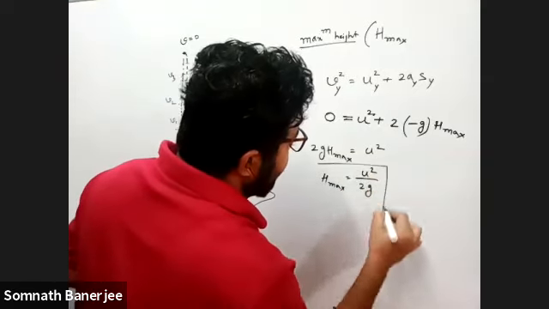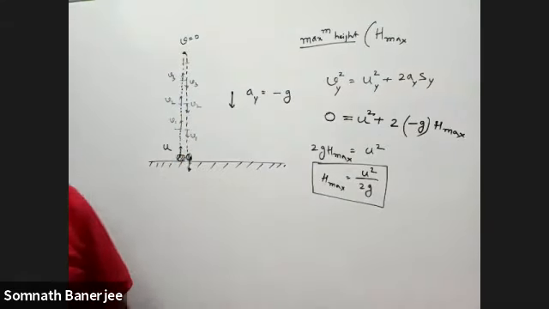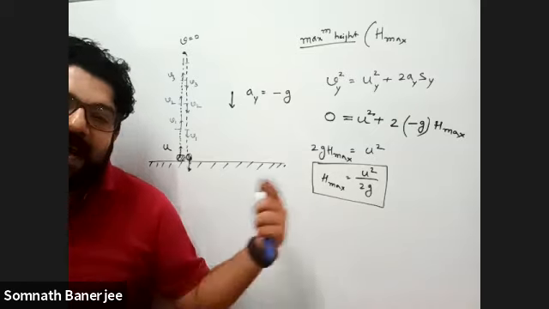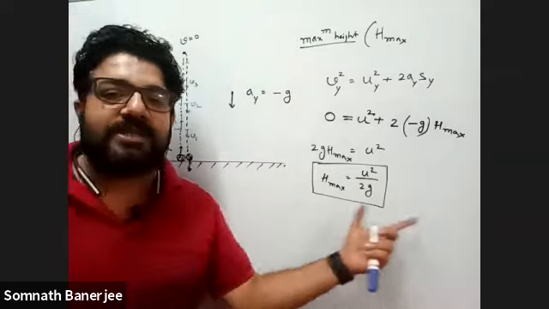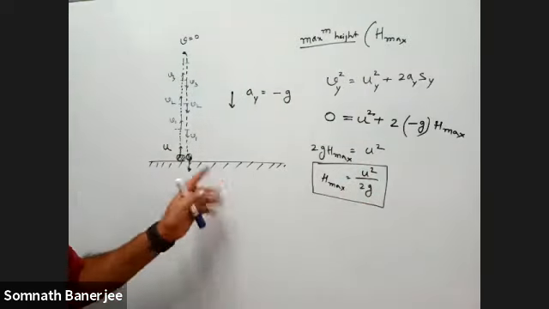Is it okay for everyone? And the examiner can ask you to find the maximum height, so you can easily find it out. They can even give you an objective type question, meaning multiple choice. So you understand what you write here: u square by 2g is the maximum height.